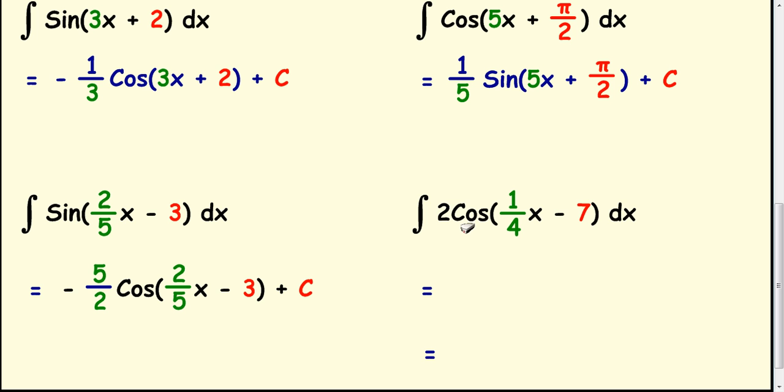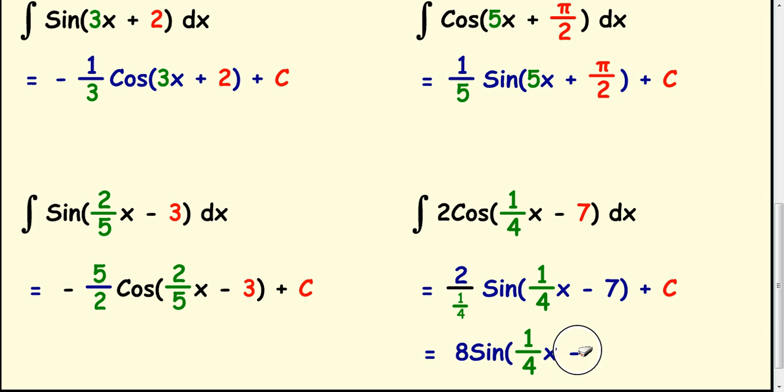Same idea over here, we integrate the cos. This time we've got a 2 in front. That doesn't matter, we just need to divide the 2 by the derivative of the bracket. Cos goes to sine, so we end up with 2 over a quarter, like that. And then sine of the bracket plus c. And the same idea as this one over here. 2 divided by a quarter is the same as 2 multiplied by 4 over 1, which is going to give us 8 sine of the bracket plus c.